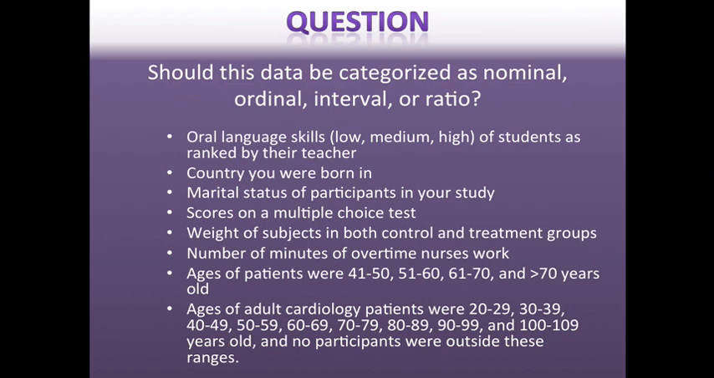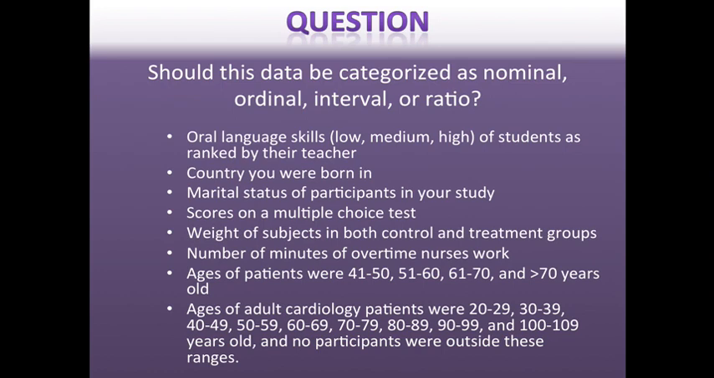Weight of subjects in both control and treatment groups, I would say that would be ratio data because weight can go down to a conceptual 0. Number of minutes of overtime for nurses, again, I would describe that as ratio data. Ages of patients who are 41 to 50, 51 to 60, 61 to 70, and over 70, even though it looks like they're equal intervals there, if you look at that top category, it's actually ordinal because that category could be as big as possible, and so we're having different sized intervals.